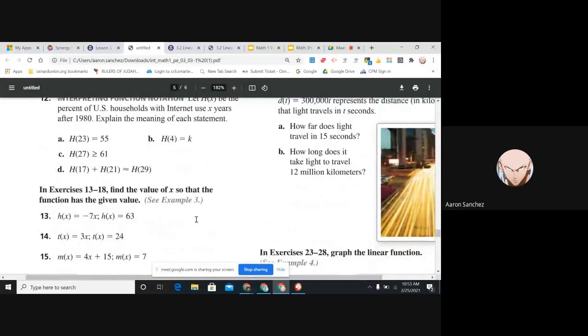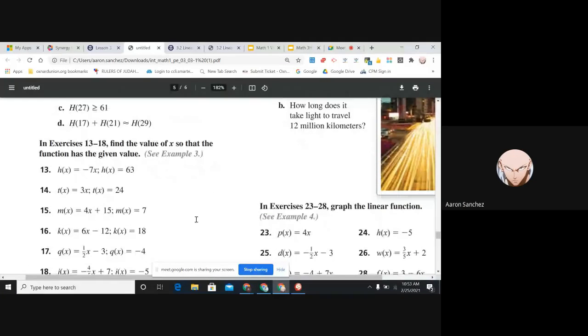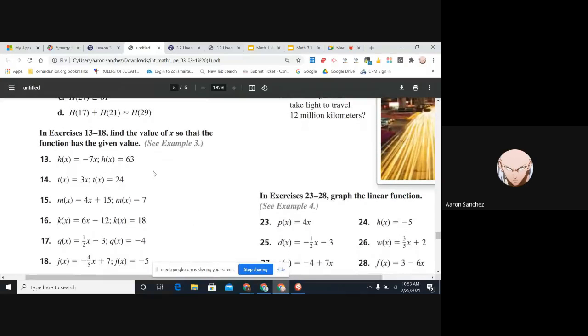Let's see, 13. We only have a couple more, then we're done, and then we'll make tomorrow easy. I was going to do this tomorrow, but let's try to finish as much as we can. So let's look at 13.